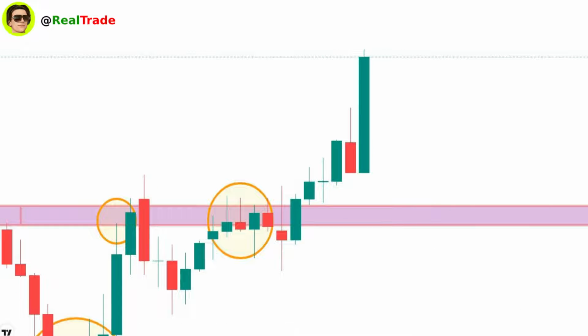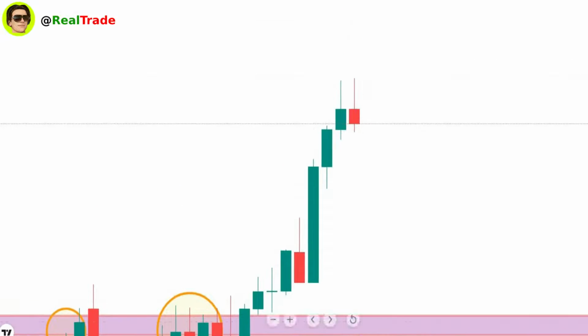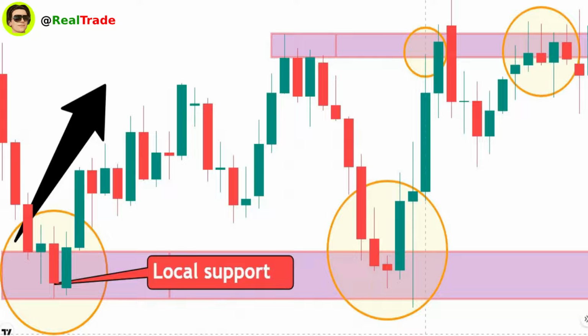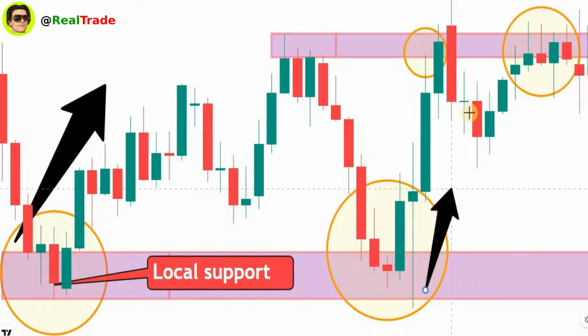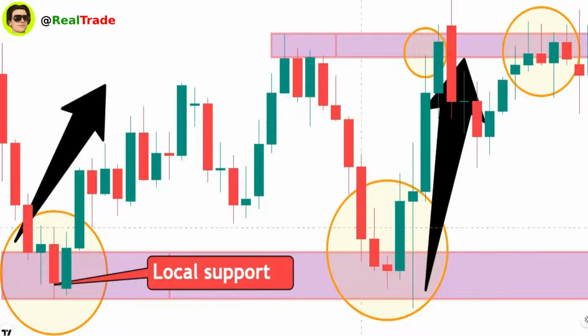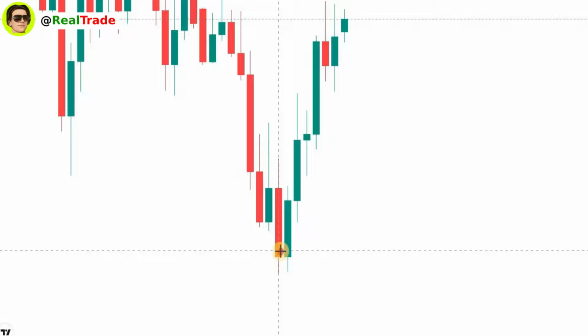Yes, broken zone. This zone is broken. After fast sell, after fast buy. Yes, this area.